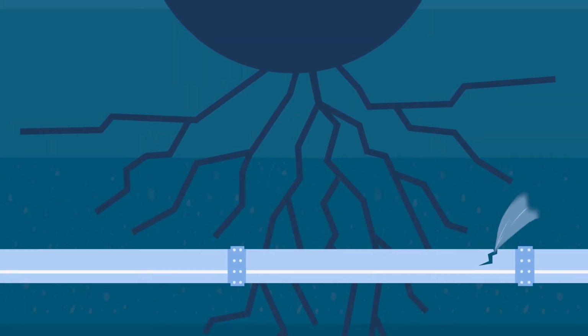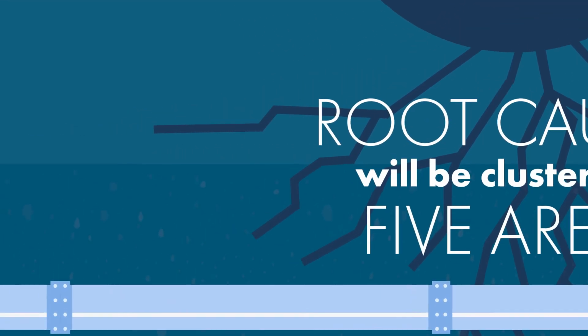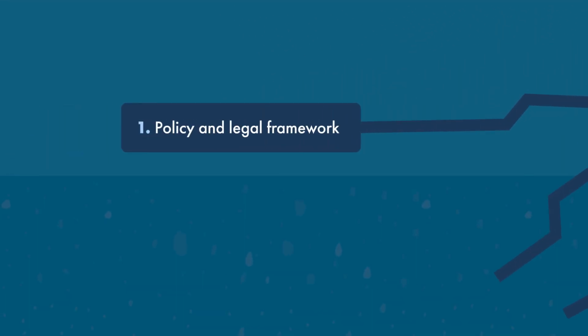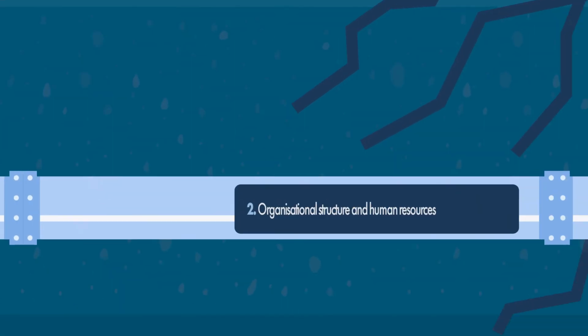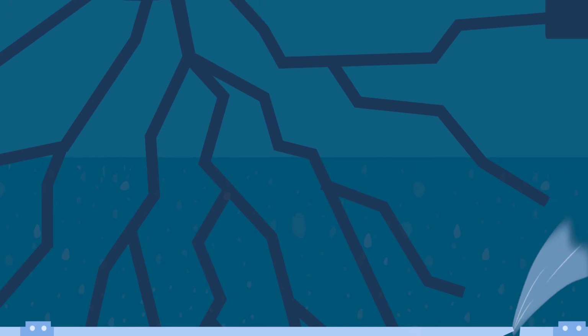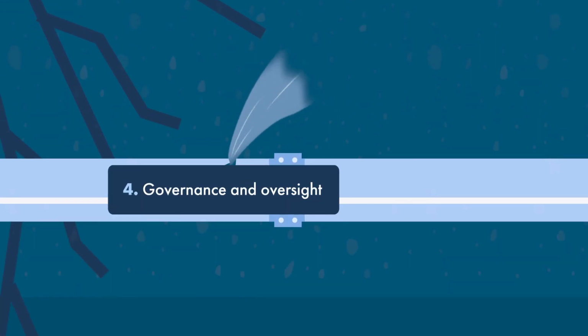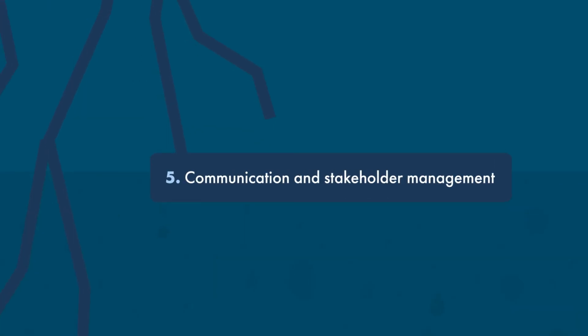Broadly speaking, root causes will be clustered in 5 areas, namely: 1. Policy and legal framework. 2. Organizational structure and human resources. 3. Information systems. 4. Governance and oversight. And 5. Communication and stakeholder management.